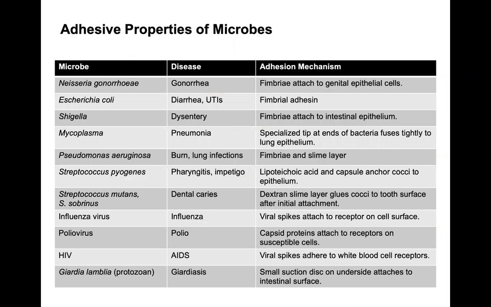Here are some more adhesive properties of microbes, some examples. You have Neisseria gonorrhoeae, which has fimbriae that attach to the genital epithelium. HIV has viral spikes that adhere to white blood cell receptors. And again, these are all different types of examples.